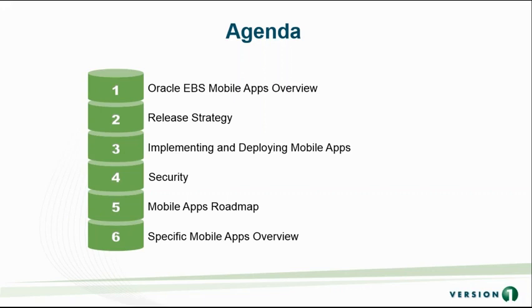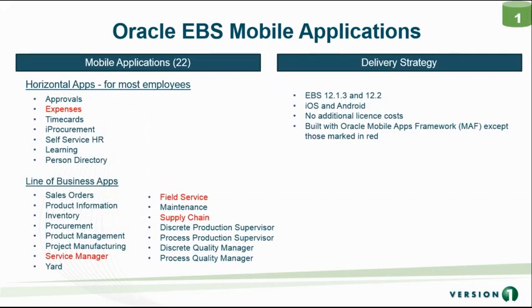On to the first topic, a mobile apps overview. As you can see on the left of the slide, there are 22 Oracle mobile applications currently available for the smartphone or tablet. I won't go through them all now, as we'll take a closer look at a selection of them during the last topic area of the webinar, but this hopefully gives you an idea of what's available now to help facilitate mobile enablement of user functions within the associated modules.